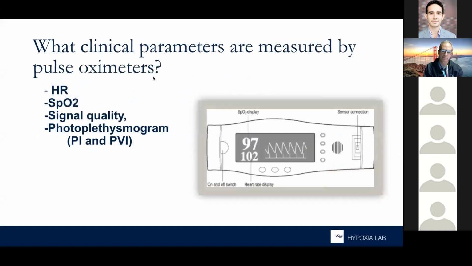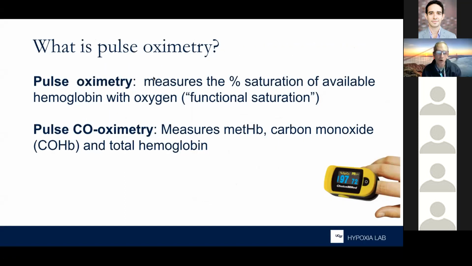There's a related terminology called pulse co-oximetry, in which the technology has been expanded with different wavelengths of light to measure hemoglobin moieties like methemoglobin, carbon monoxide bound hemoglobin, and even total hemoglobin.